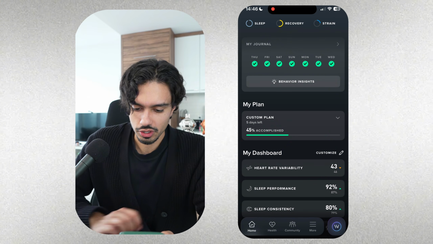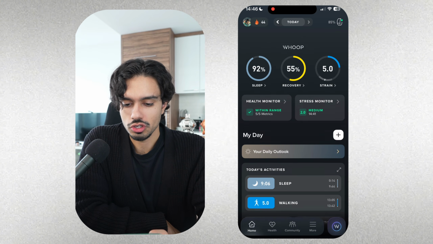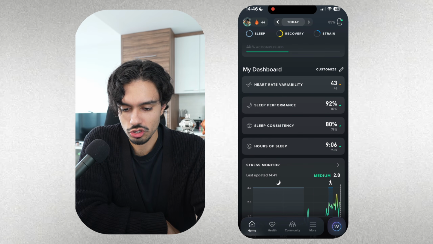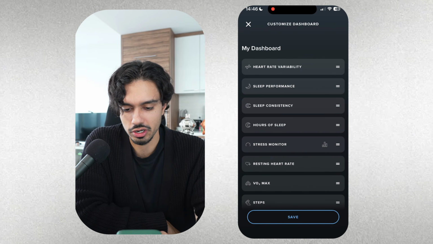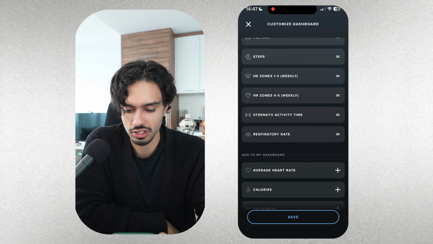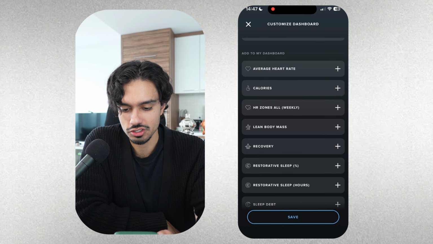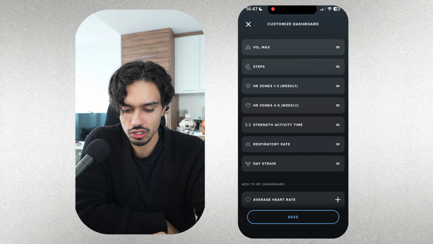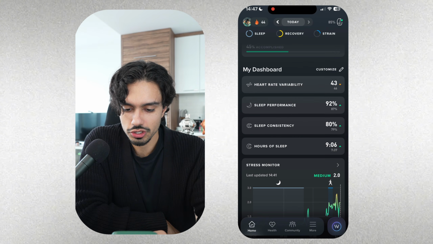So I'm going to dismiss that right there. Now coming down to your dashboard over here, all the metrics we saw up here in sleep, recovery, and strain, you can see them at a quick glance. If you care about your dashboard, you can come to customize and only pick the metrics you actually care about. So I care about HRV, sleep performance, consistency. If you care about other things like what's my strain for the day, I can click on plus. Now it's been added to my list. Then you can pick what you like here, or you can remove what you don't like over here. Click save, and now your dashboard gets updated.